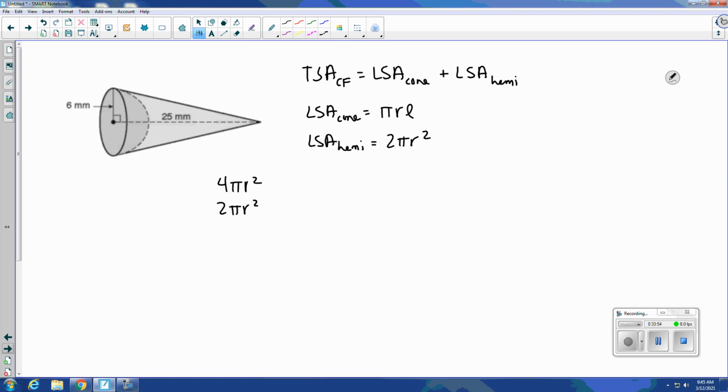So if we add these two together, so lateral surface area, and let's look at a side view to get our L. We have 25 and we have 6. So the slant height is going to be found using the Pythagorean theorem. So let's figure out what that is. We're going to get 25.7.